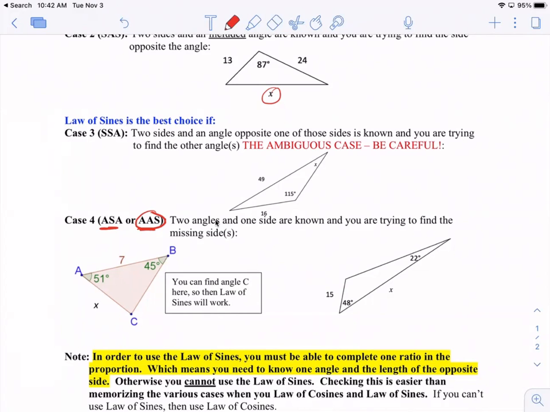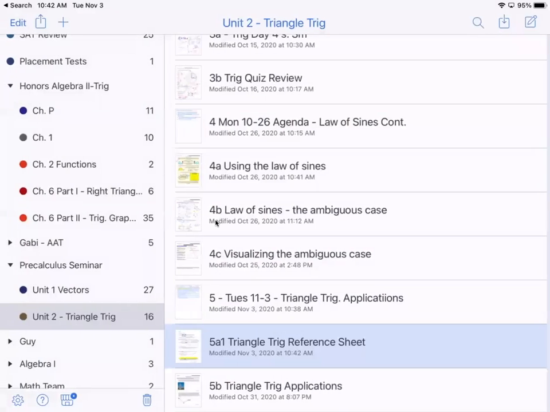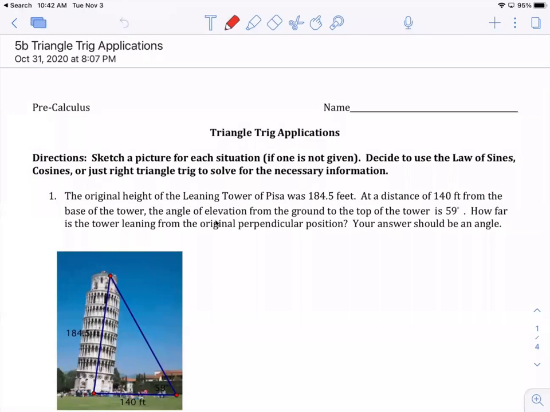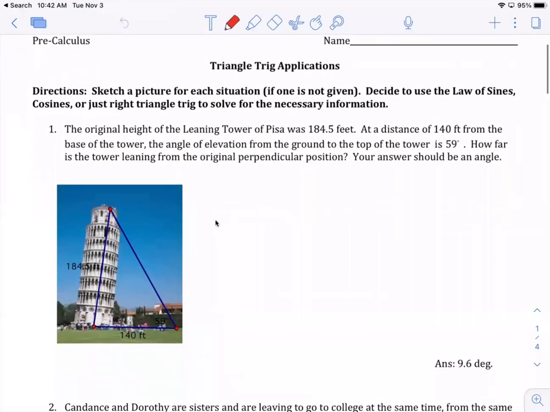Everybody good? All right, so now knowing what we know about law of sines and cosines, we're going to dive into some of these application problems, okay? They can be a little bit challenging, especially if we're not given a diagram. So we're going to work through these. Please ask questions as we go so that we can apply these problems.